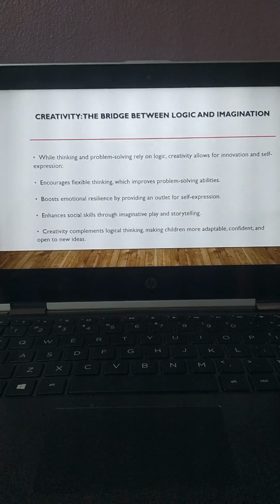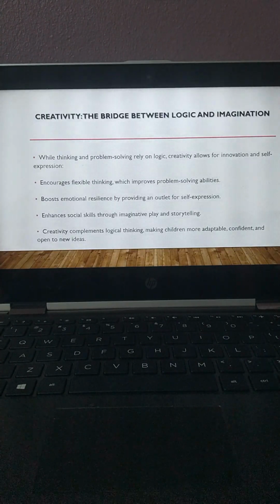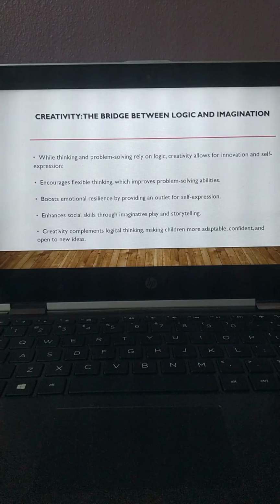And the last is creativity, the bridge between logic and imagination. While thinking and problem solving rely on logic, creativity allows for innovation and self expression. It encourages flexible thinking, which improves problem solving abilities. It boosts emotional resilience by providing an outlet for self expression. It enhances social skills through imaginative play and storytelling.